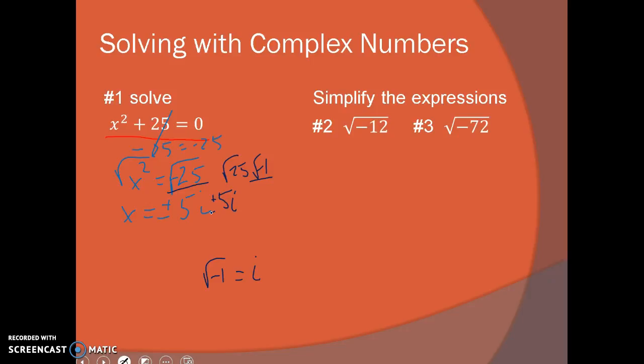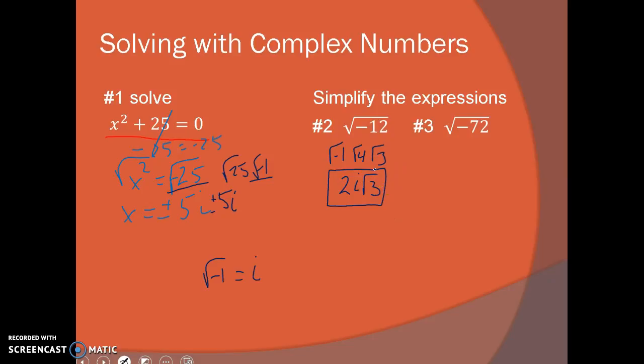The square root of negative 12 we can write as the square root of negative 1 times the square root of 4 times the square root of 3. And so let me clean that up a little bit. All right, so we have the square root of negative 1 is i. We know that the square root of 4 is 2. And I don't know what the square root of 3 is, so that will stay inside the radical. So the square root of negative 12 is the same thing as 2i radical 3.